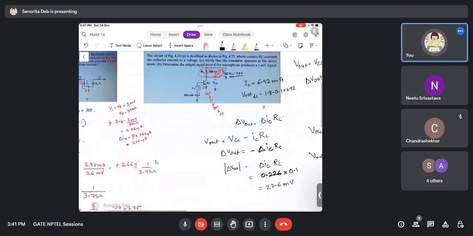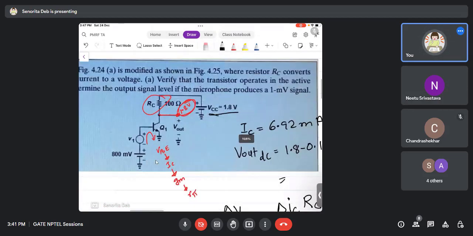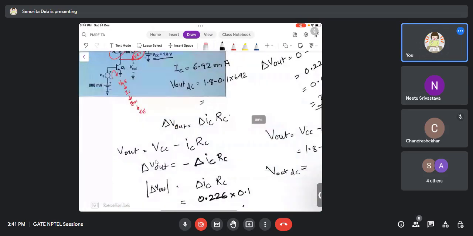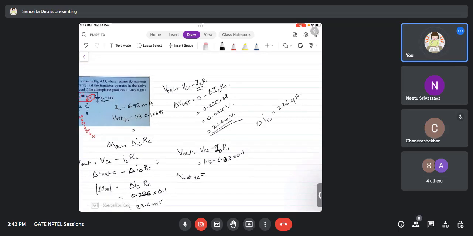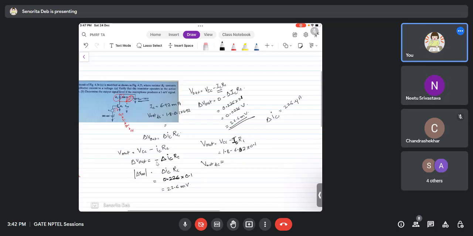I had put that V out equals VCC minus ICRC, but by mistake I put IC's value as 226 microampere, which is not correct. IC's value was 6.92. 226 was delta IC, which we had found out. Is this okay now? Yes, ma'am.